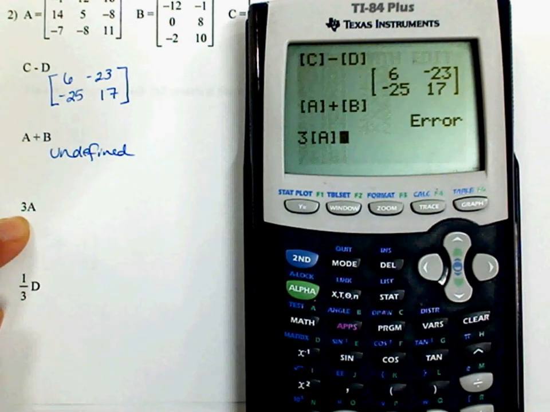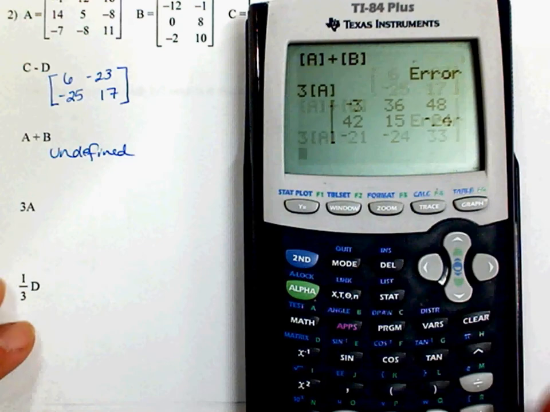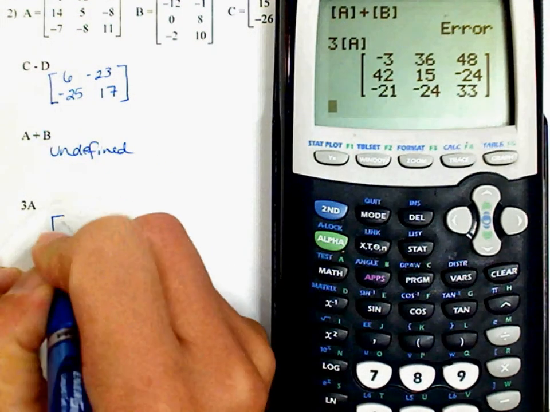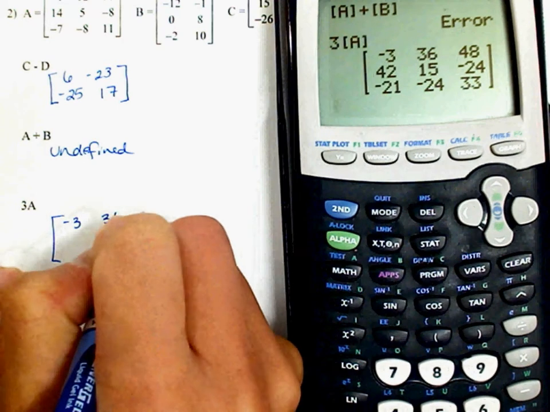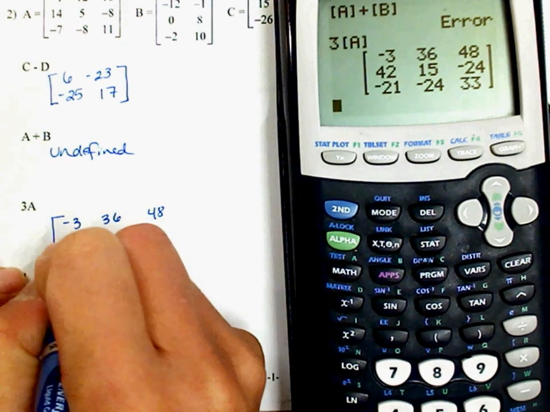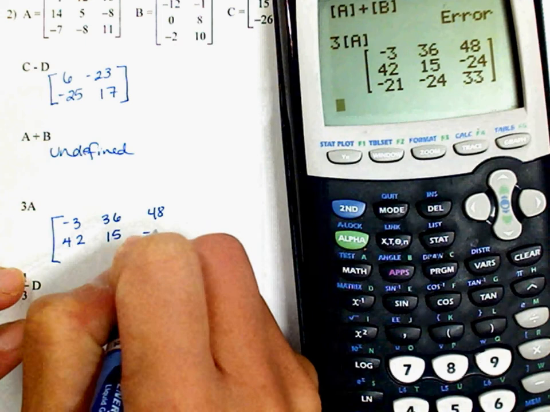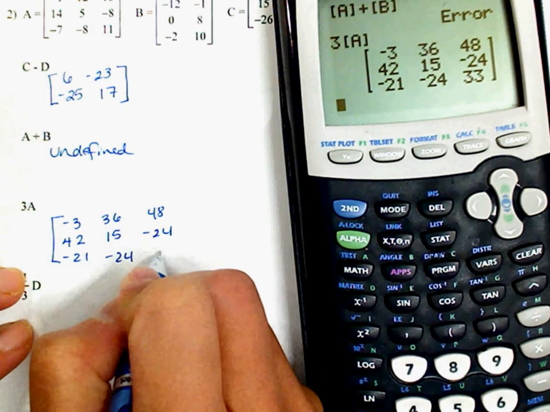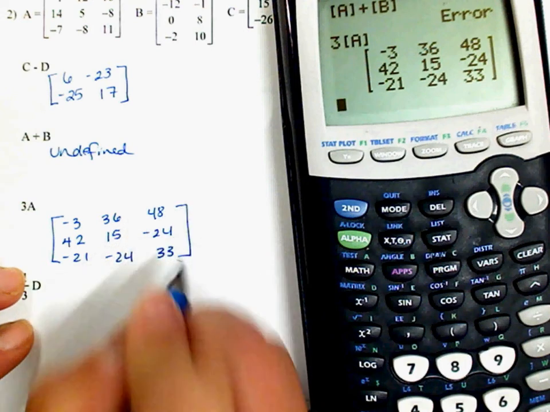Second quit. 3, second matrix, A. See how it says 3 times A? And the solution for that one is negative 3, 36, 48, 42, 15, negative 24, negative 21, negative 24, and 33. So the matrix is a way to organize information.